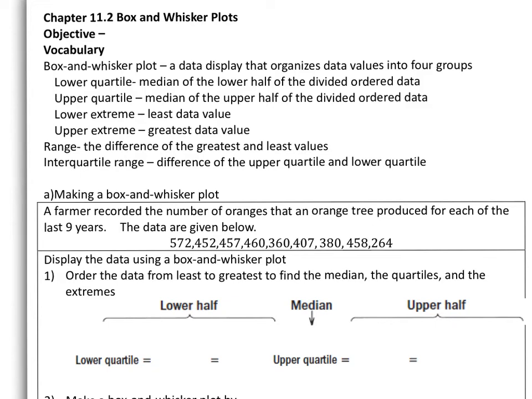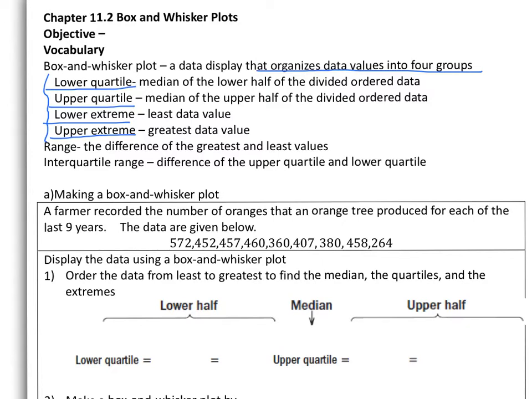11.2 The Box and Whisker Plot. In this lesson, I will teach you how to draw a box and whisker plot. The box and whisker plot is just a data display that organizes data values into 4 groups, and they are the lower quartile, the upper quartile, the lower extreme, and the upper extreme. I will explain this in more detail as we move on with the lesson.